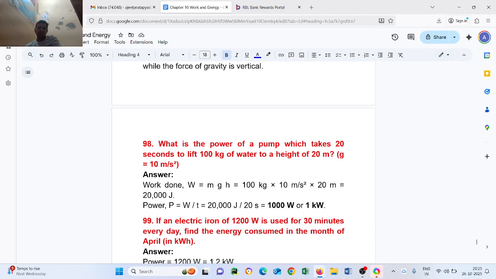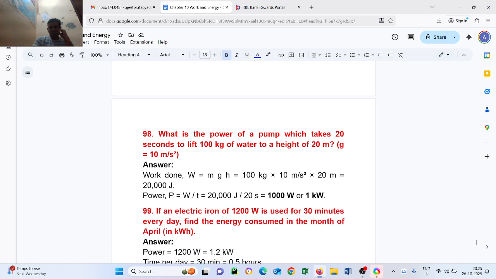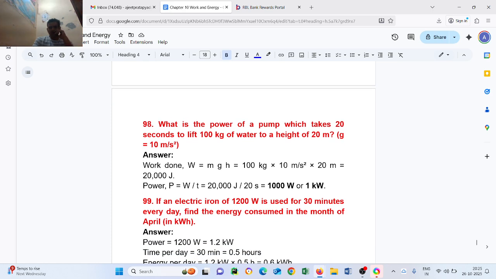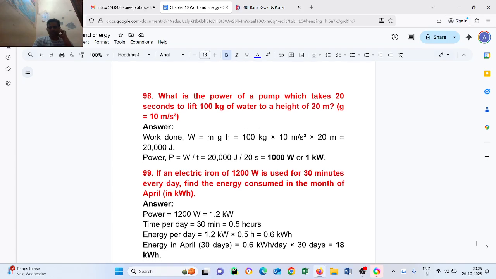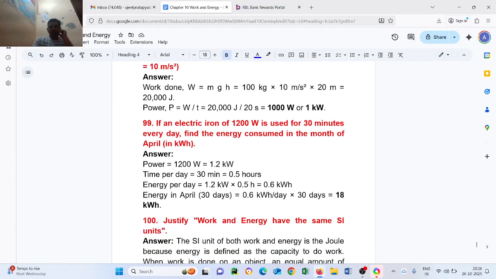Question number 98. What is the power of a pump which takes 20 seconds to lift 100 kg of water to a height of 20 meters? Take g = 10. Answer: work done W = mgh = 100 kg multiplied by 10 multiplied by 20 meters = 20,000 joule. Power P = W upon t = 20,000 joule upon 20 seconds = 1000 watt = 1 kW.